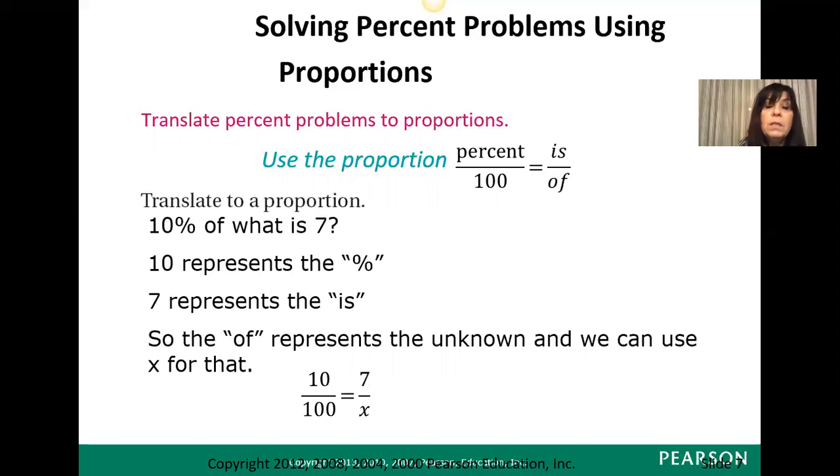Now the beauty of this is that it didn't matter if the "is," the "of," or the percent were missing. We can use the same formula for each one, and each time all we would do is cross multiply and then solve for the x. This is actually a pretty simple solution.